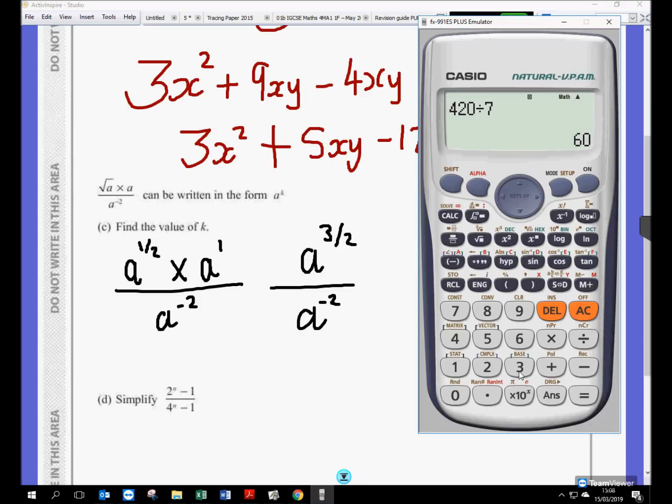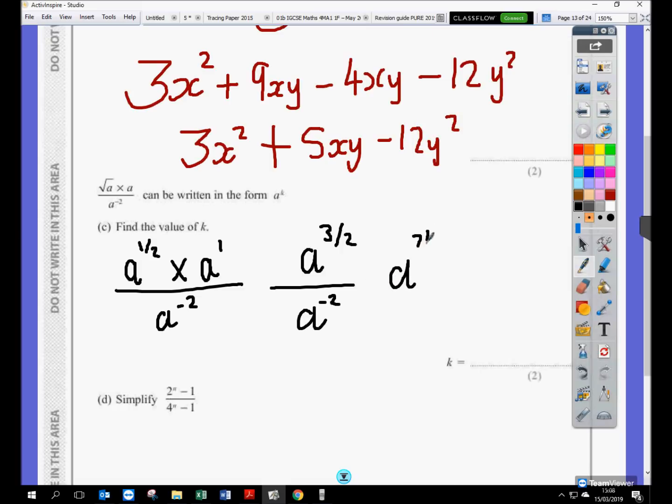When you divide, you subtract the powers. So we're going to do something like this. Remember, you subtract the powers. So it's 3/2 minus the power at the bottom, which is also negative 2. So you end up with a to the power of 7/2, and it says find the value of k. k is the power, so it's just 7 over 2.